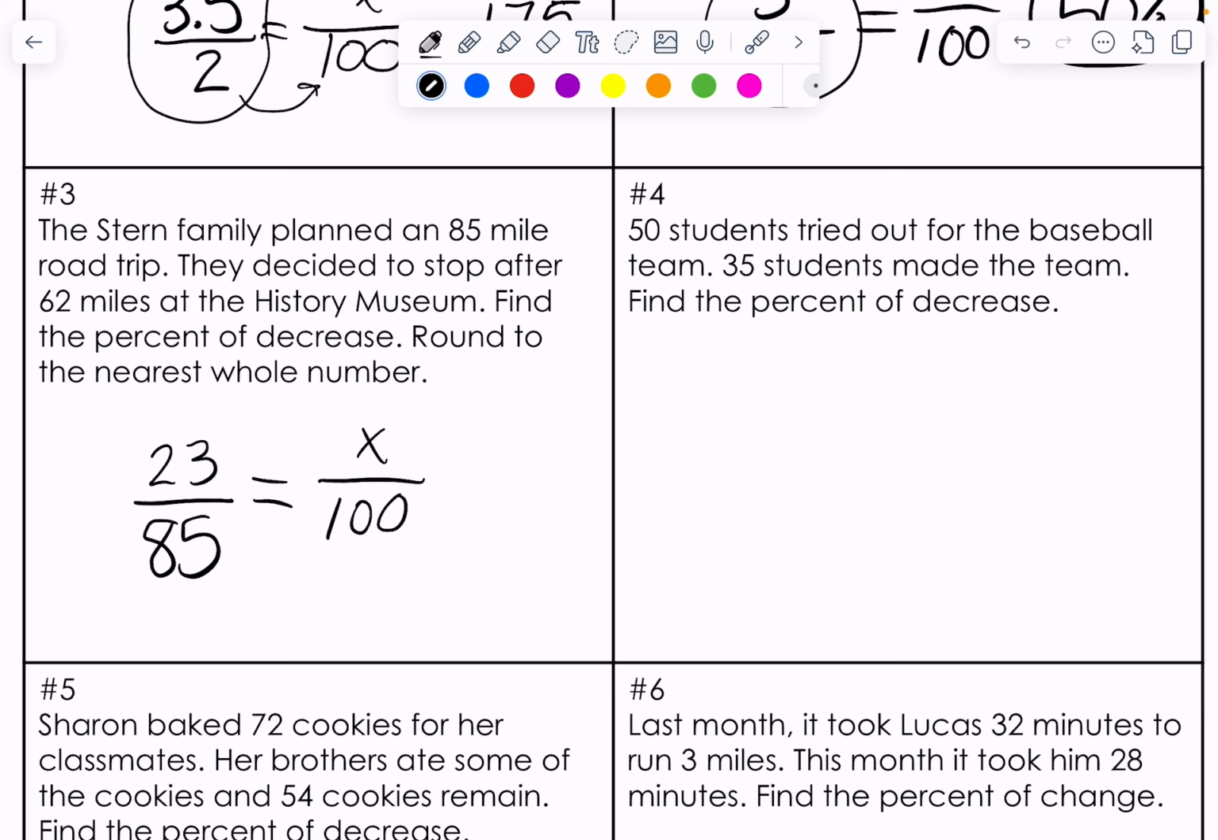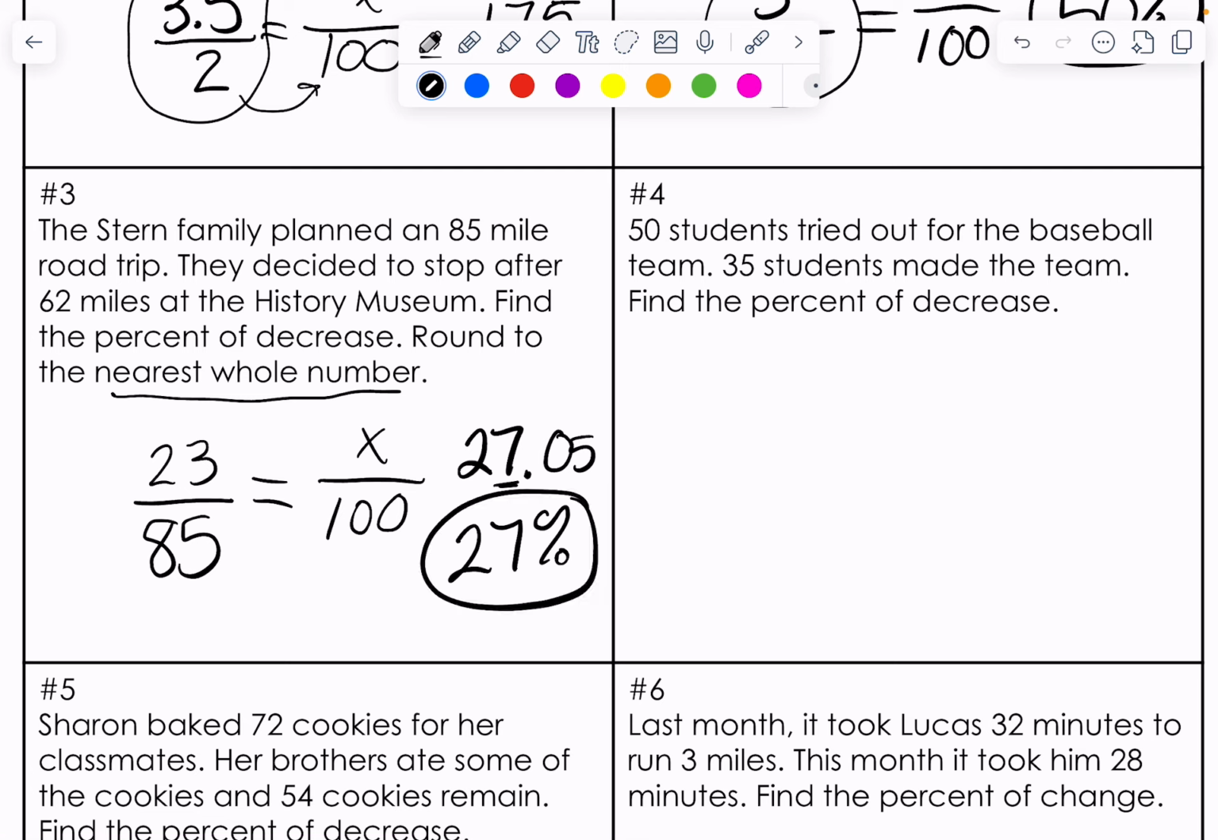But when I do this, then we will end up getting, I made a mistake somewhere. Hold on. 27 point, and then we have a long decimal on this one, so it says round to the nearest whole number. So then I want to decide, is this closer to 27 or 28, and this is closer to 27%. So that's a little bit about percent of change.